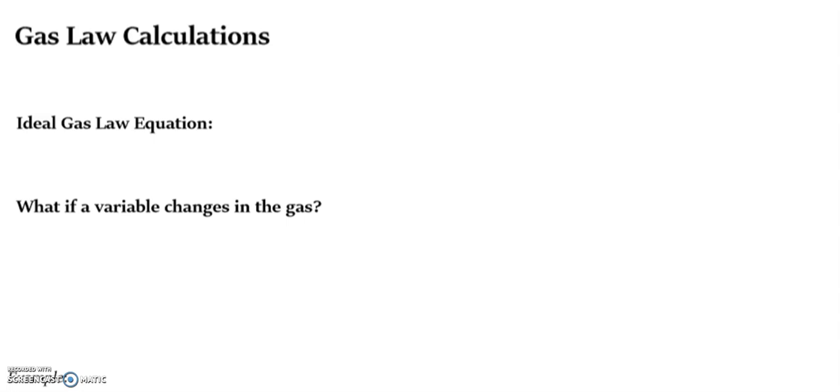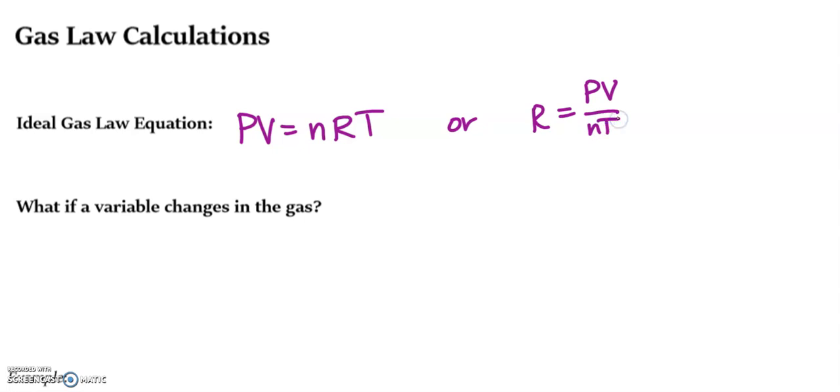This video is on gas law calculations. So we've talked about the ideal gas law equation, right? We've got pressure times volume equals moles times R times temperature, with R being that constant. Moles, temperature, pressure, and volume are all variables for one gas at one point in time. We also got that equation from this, where they will always equal that same value, R.